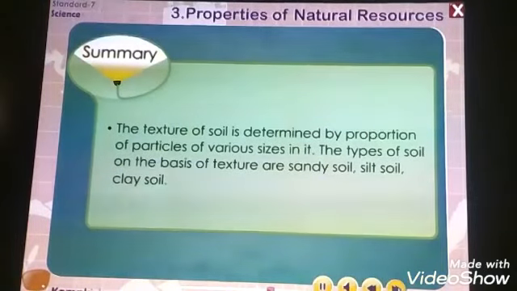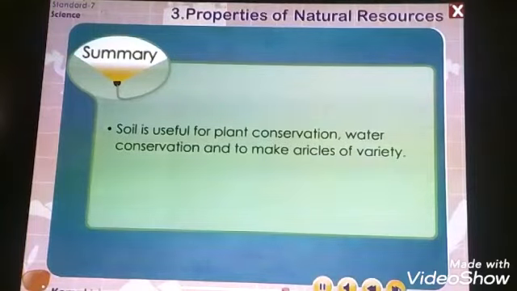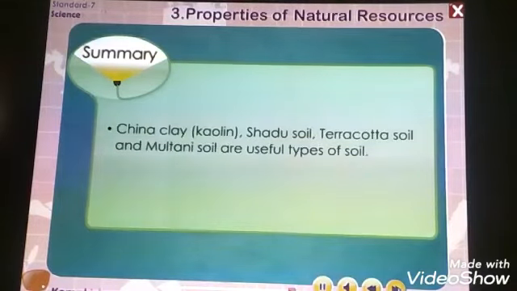The texture of soil is determined by the proportion of particles of various sizes in it. The types of soil on the basis of texture are sandy soil, silt soil, and clayey soil. Soil is useful for plant conservation, water conservation, and to make a variety of articles. China clay, that is kaolin, shadoo soil, terracotta soil, and multani soil are useful types of soils.